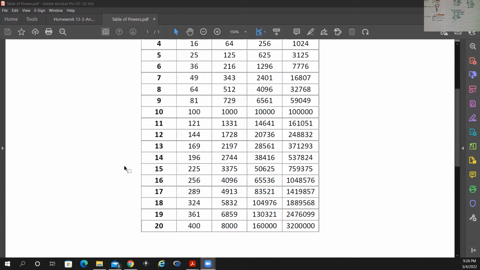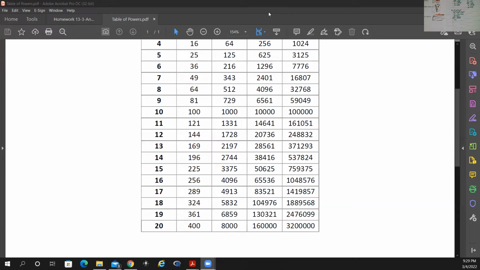Let's try 544 being divisible by 81. No. 544 divisible by 64? No. 544 divisible by 49? No. 544 divisible by 36? About 544, it can't be divisible by 25. I'm going to try 16. It is, finally. And 544 divided by 16 would be 34.